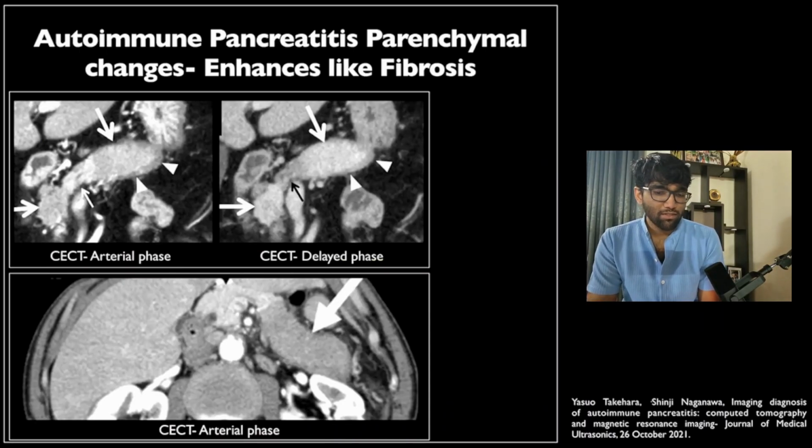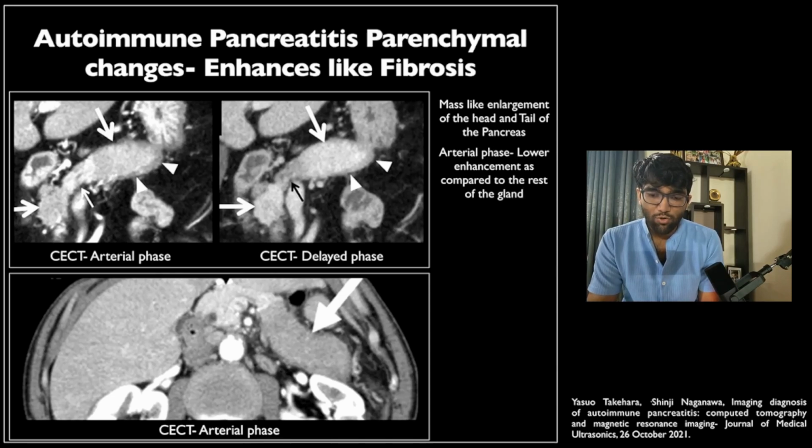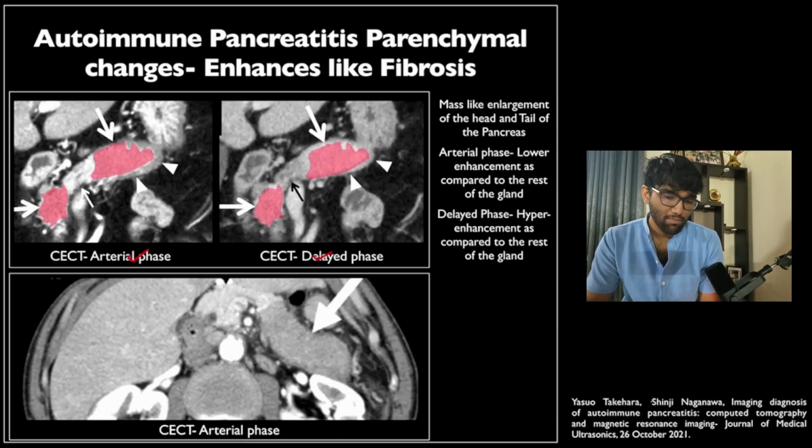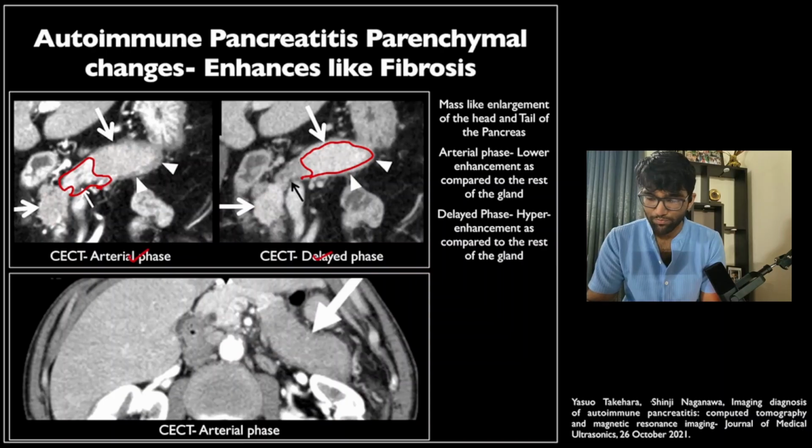Autoimmune pancreatitis enhances like fibrosis. So we get mass-like enlargement of the head and neck of the pancreas. Again, could be a mass, could be a malignancy. In the arterial phase, we see low enhancement as compared to the rest of the gland. And in delayed phase, we see hyper enhancement. So this is the arterial phase and this is the delayed phase. As you can see, this is the mass lesion. I've highlighted it in red. In the arterial phase, you see that the normal gland is hyper enhancing, whereas in the delayed phase, it is the mass that is hyper enhancing, indicating that the mass consists of fibrous tissue.